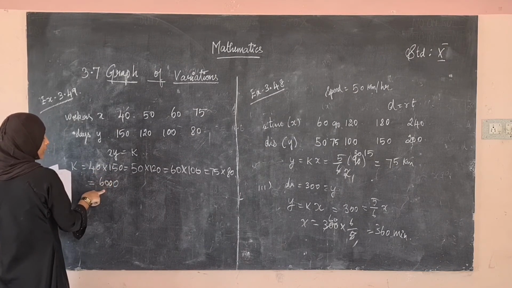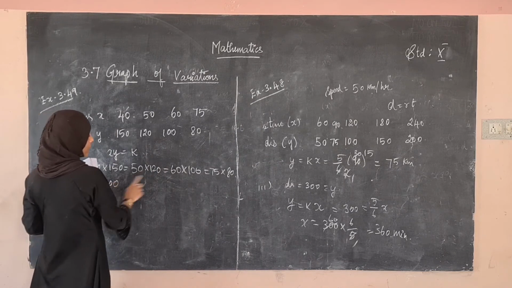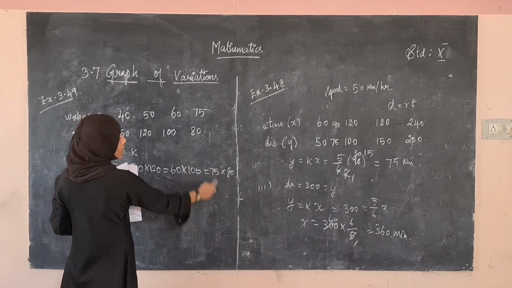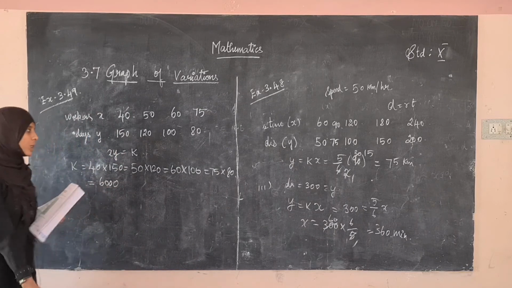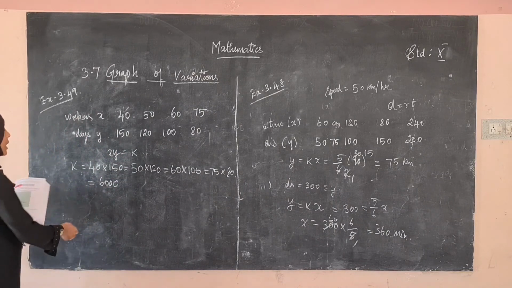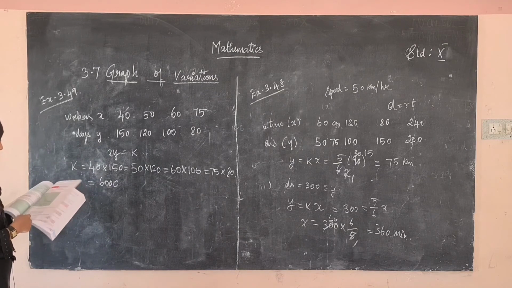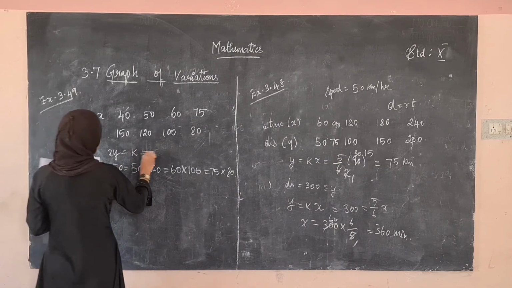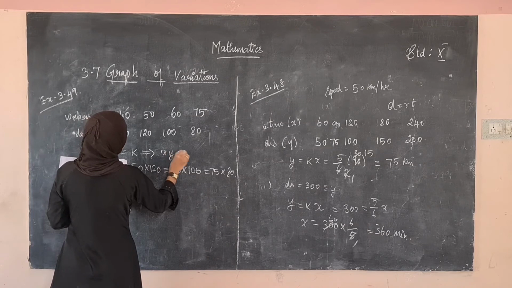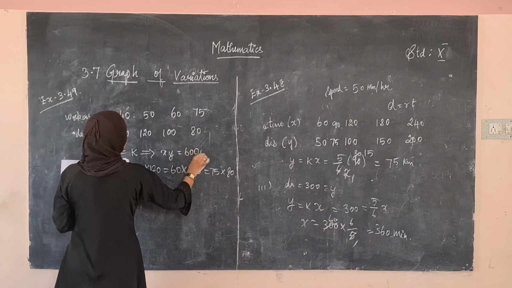40 into 150 is 6000. 50 into 120 is 6000. 60 into 100 is 6000. 75 into 80 is 6000. For everything we get the value 6000. Therefore, the constant of variation is 6000. So from this, the equation is xy is equal to 6000.